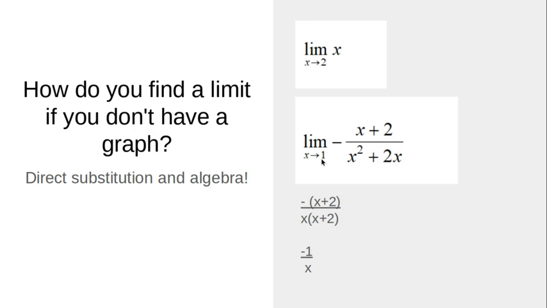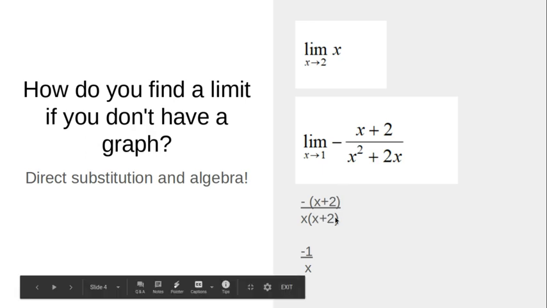As I'm moving toward one being the point. So instead, I think, can I do some algebra? And the first thing I recognize is that this denominator, I could factor out an x. I'm left with a quantity x plus 2. Hallelujah! The x plus 2's cancel, and then this function just boils down to negative 1 over x.